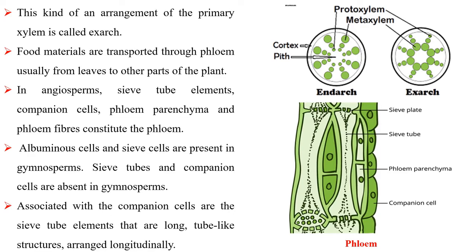Food materials are transported through phloem, usually from leaves to other parts of the plant. In angiosperms, sieve tube elements, companion cells, phloem parenchyma and phloem fibers constitute the phloem. Albuminous cells and sieve cells are present in gymnosperms. Sieve tubes and companion cells are absent in gymnosperms. Associated with the companion cells are the sieve tube elements that are long tube-like structures arranged longitudinally.